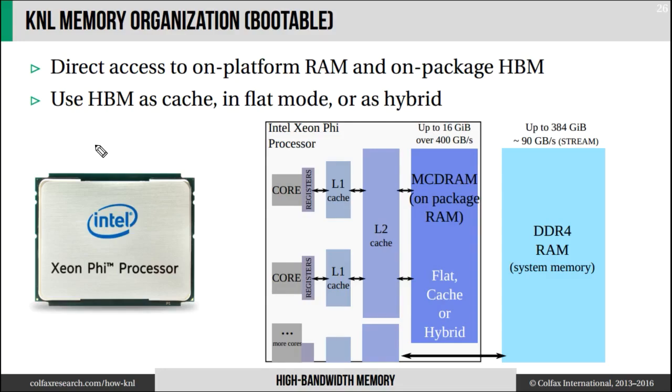If you have a bootable Knights Landing processor, it has access to two types of memory, on-platform and on-package. The on-platform memory lives on the system board in the form of standard DDR4 modules. It can be in the hundreds of gigabytes in size, and the bandwidth that it can deliver is over 90 gigabytes per second. The on-package memory is fused onto the chip. It is based on the MCDRAM technology. It is exactly 16 gigabytes in size, and the bandwidth that it can deliver is over 400 gigabytes per second.